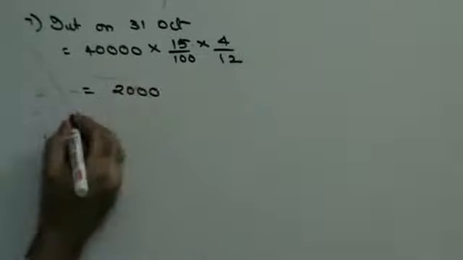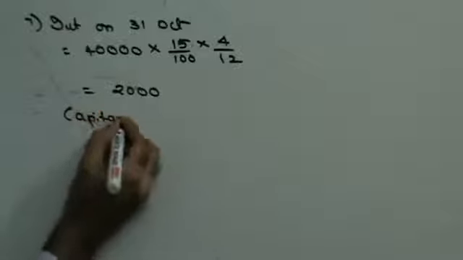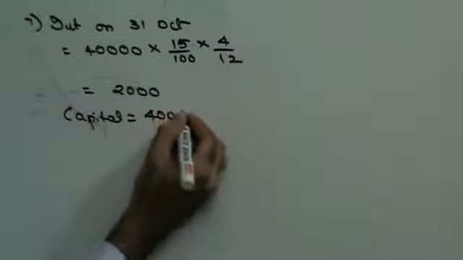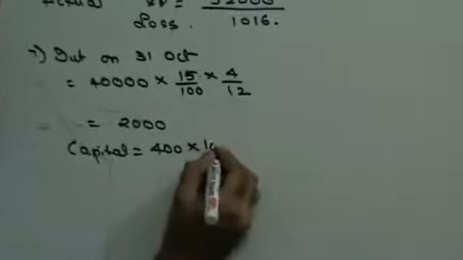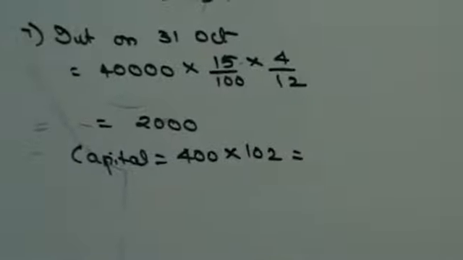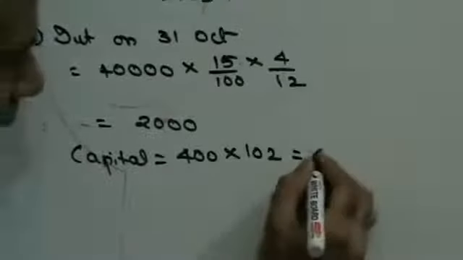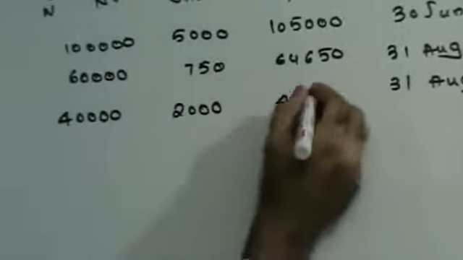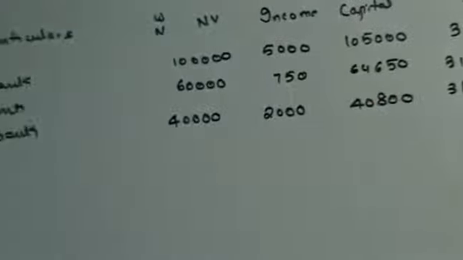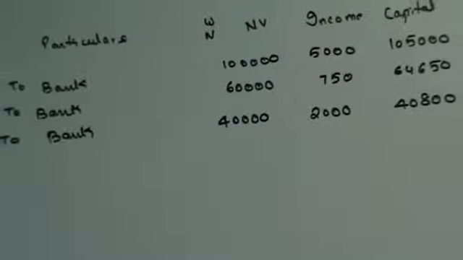Right? Let's find out the capital value. Capital value 40,000. That means 400 debentures. At what price have you purchased? You purchased at 102. 40,800. Right? Now this is ex-interest. Since this is ex-interest, I don't need to deduct the interest. So this is going to be 2,000 and 40,800. And do we get this in here? Next.